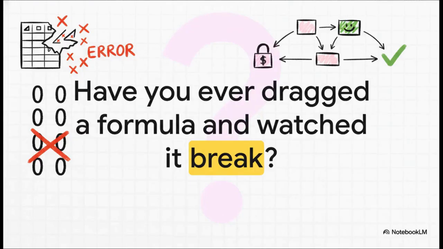Oh yeah, I'm talking about those awful error messages or maybe just a whole column of zeros when you know there should be numbers. It is a universal pain point for sure. But the solution is actually way simpler than you think. It's all about understanding how your spreadsheet thinks. So let's break this down with a classic example.